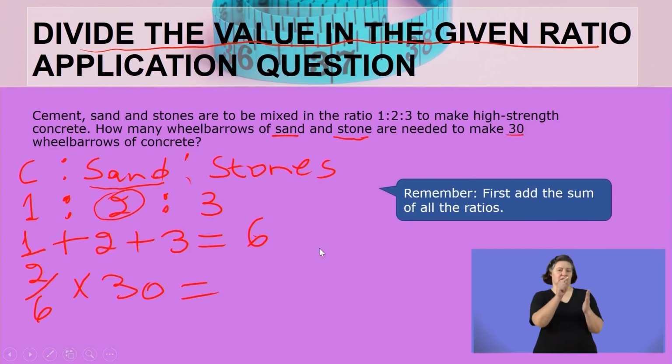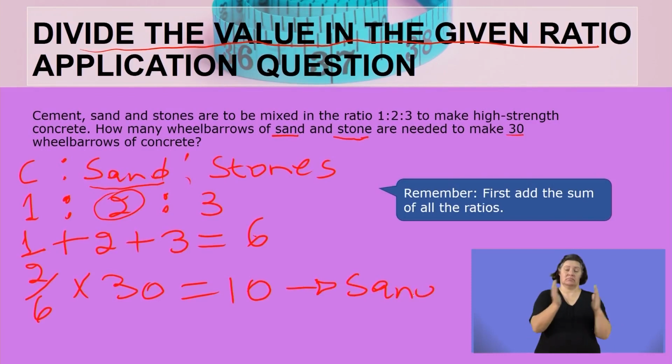So now let us press the calculator together to get our answer. 2 divided by 6, we multiply this by 30. What I get is 10. So we need 10 wheelbarrows of sand. Now let us calculate how many wheelbarrows of stones are needed. So now this is the total for sand. So now we can calculate the total for stones.